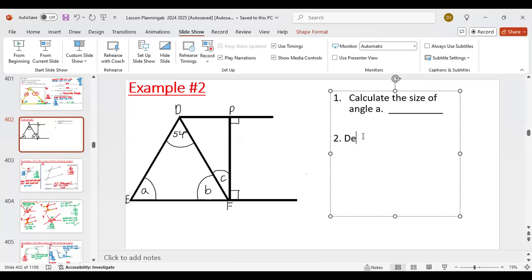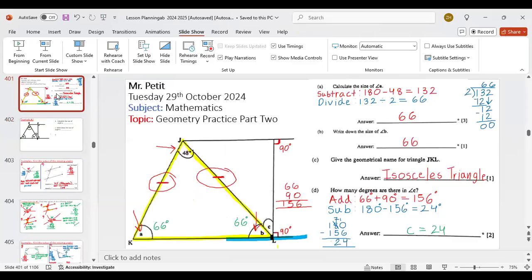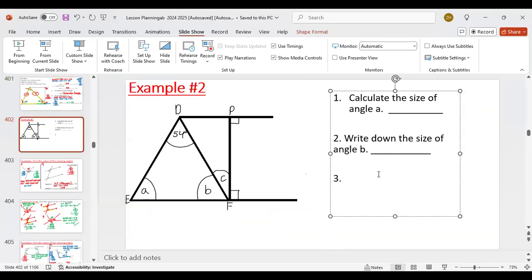And then we want to determine, let me see what they said for the last one. Write down the size of angle B. Write it in your notebook for me. And then 3 says, give the geometrical name.